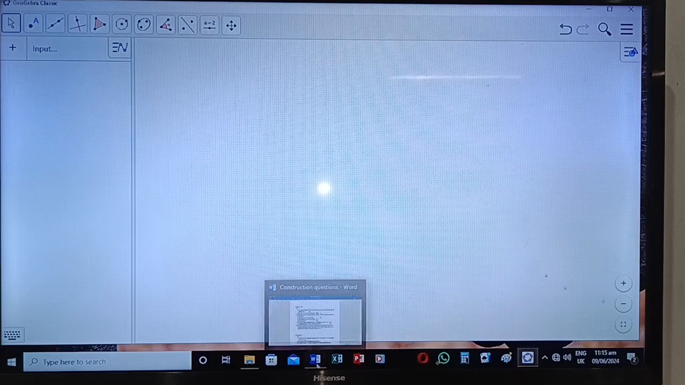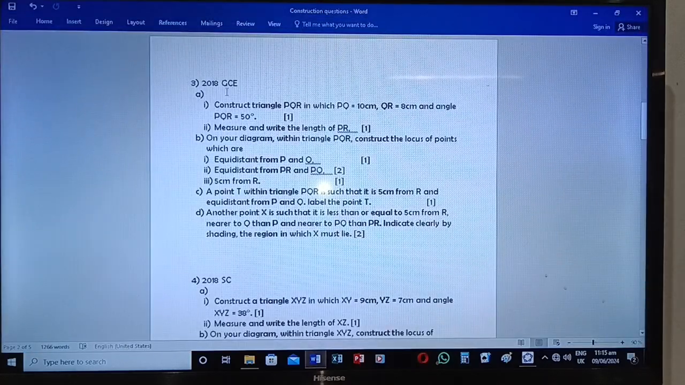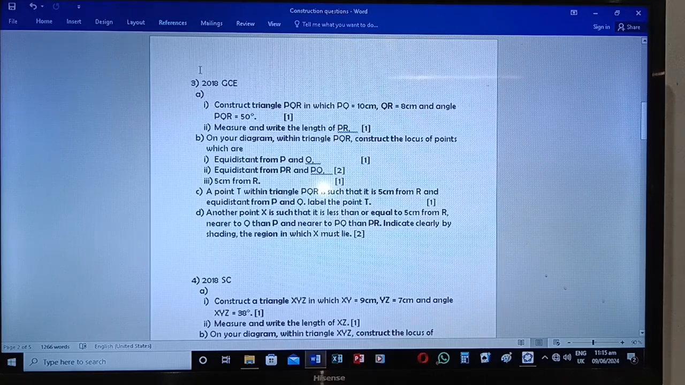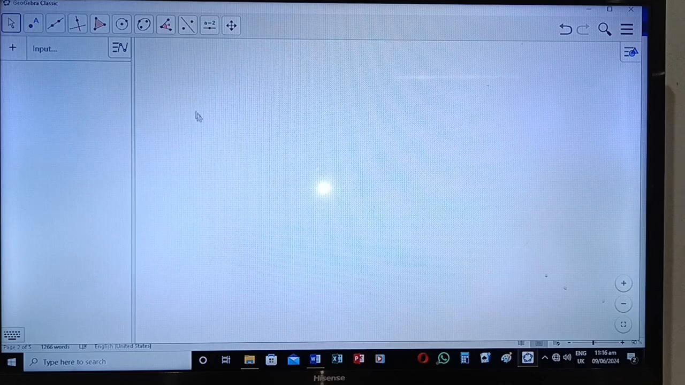And now we are going to work with a question from one of the ECZ past papers, School Certificate 2018 GCE. Construct triangle PQR in which PQ is 10 centimeters, QR is 8, and angle PQR is 50 degrees. Okay, so let's start by drawing the line PQ. We go back to our GeoGebra.